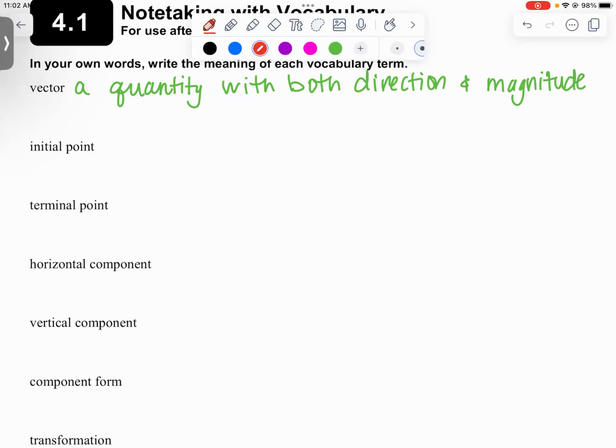Okay. It is represented with an arrow. This would be the vector JK. Just like a different name for a line. No. What is the magnitude? So magnitude refers to the length of the vector. The direction refers to the direction it's pointing to, right?